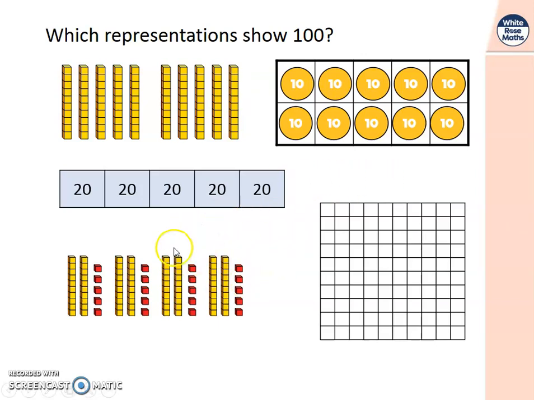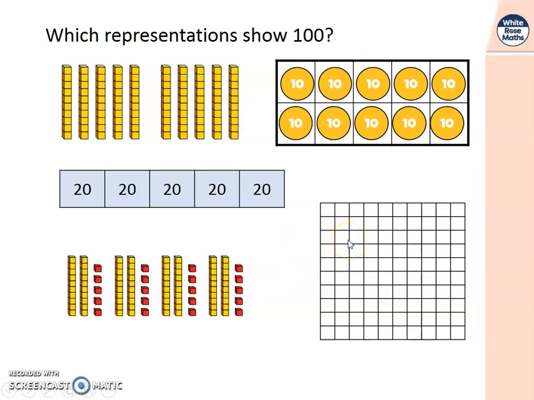What is going on then in this bottom group? We can see I have a group here made up of 2 tens and 5 ones. 1, 2, 3, 4, 5. 2 tens are 20 and 5 ones makes 25. How many of those have I got? I've got 1 here, which makes 25. I have another group of 25 and I have another group of 25. So there are 4 groups of 25 that are making that 100. 1 group, 2 groups, 3 groups, 4 groups.